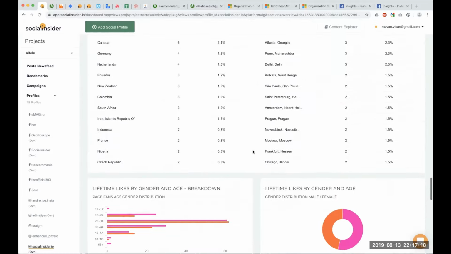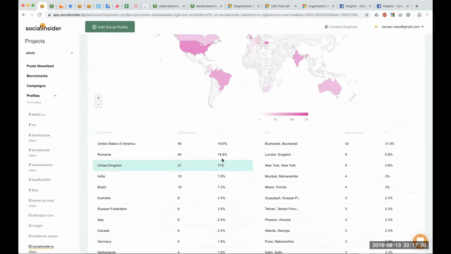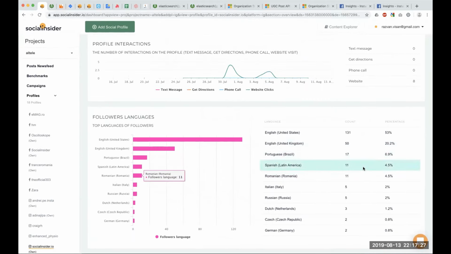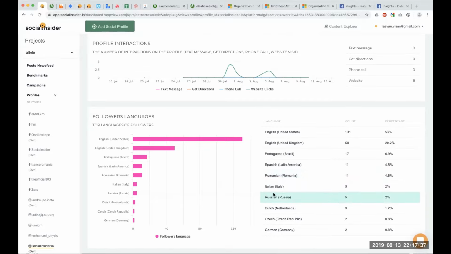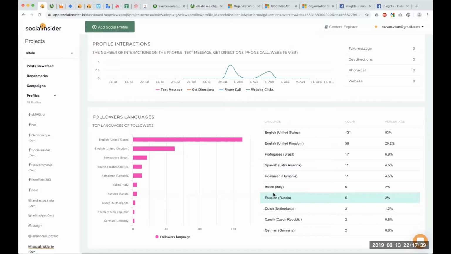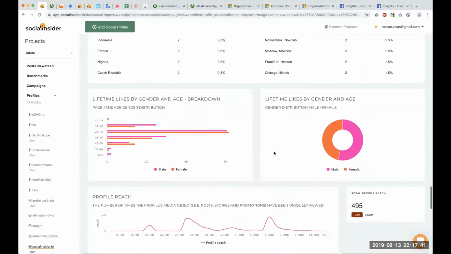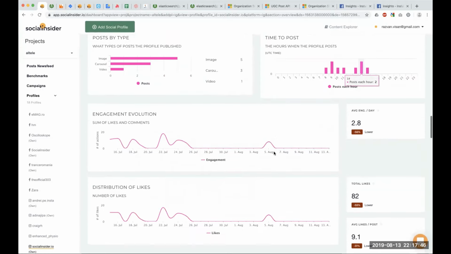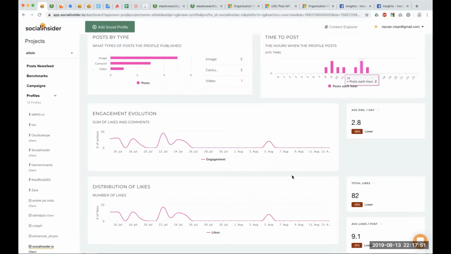So we can see by this, even though 18% of the followers are from Romania, only 4% have their app or their browser in Romanian. This is mainly because a lot of people in Romania have their apps and their browsers in English. Okay, so this was in a nutshell, but there's more about this nutshell of the Instagram insights.